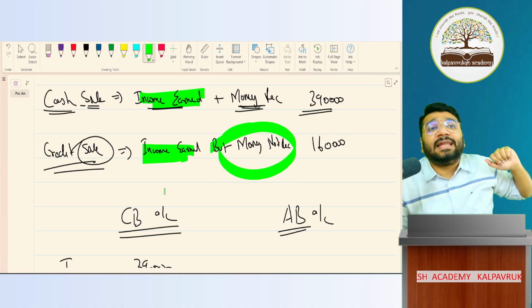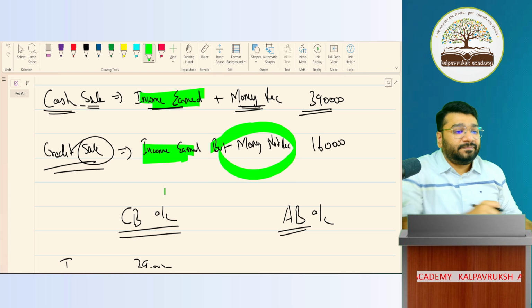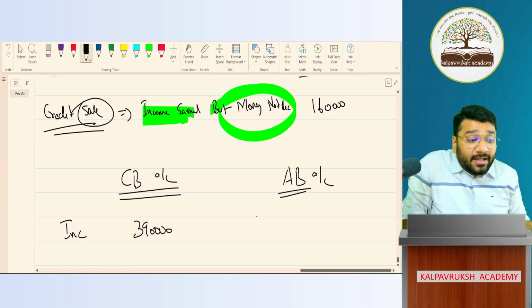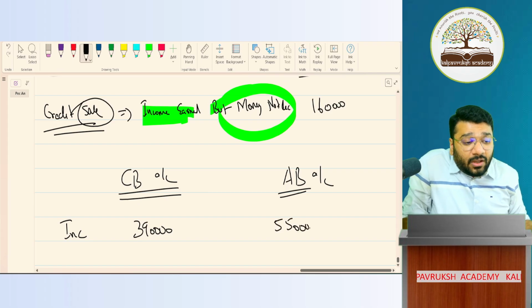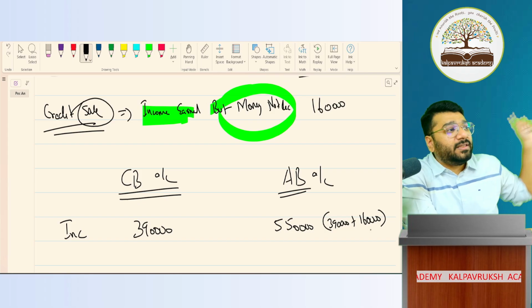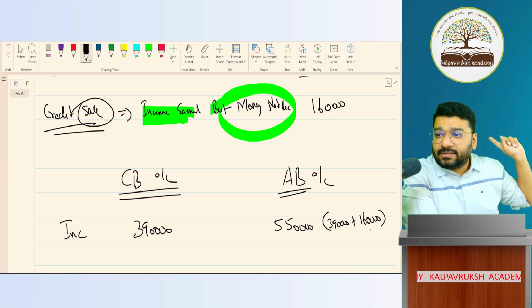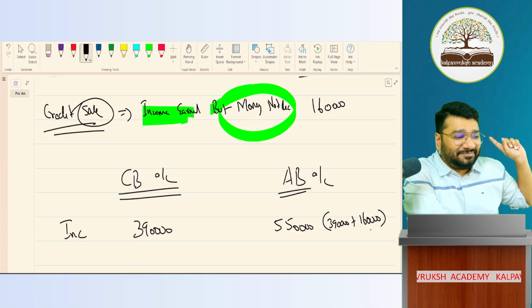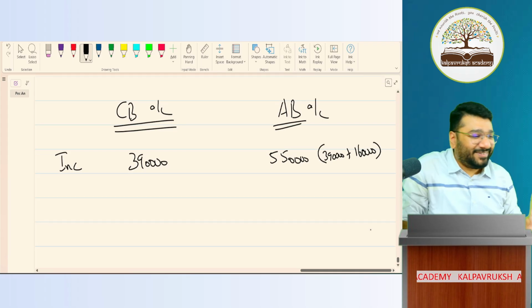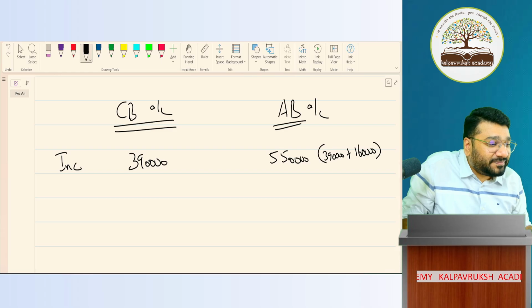So both, if I add 390 plus 160, what is my actual income? 5 lakh 50,000. So this is 3 lakh 90,000 plus 1 lakh 60,000. Okay, not okay. Are you clear with this? Online people, are you clear with this? Now everything okay? Okay. Now next is what?